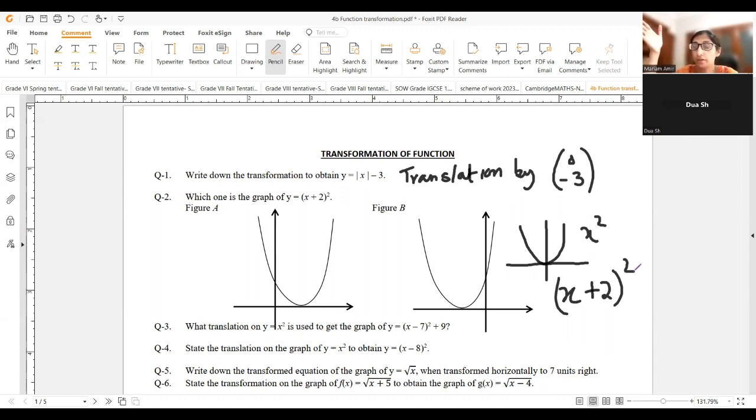No, it's actually the opposite. It's moving to the left because you have to equate it to 0, remember? So it's x equals minus 2. Right. So it's here. So it's going to be figure B.